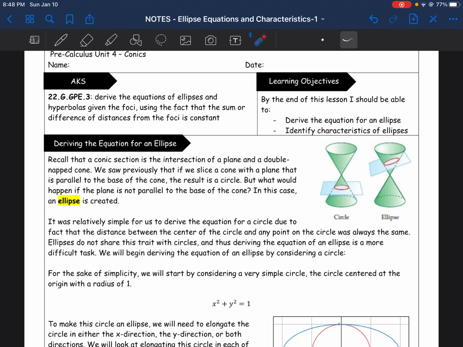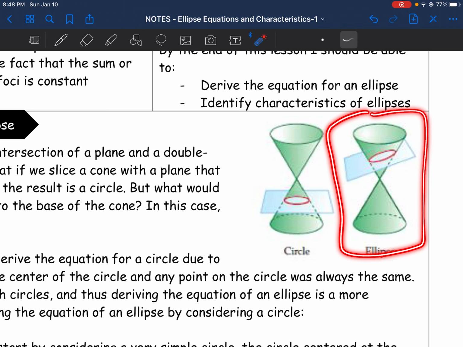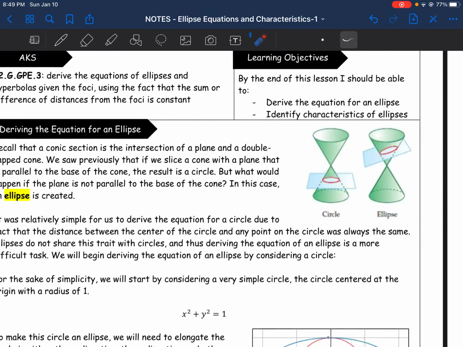But what would happen if the plane is not parallel to the base of the cone? Well, the answer is we would get something called an ellipse. And consider this image to the right of the circle image. Again, we have a double-napped cone, but notice that this time the plane that we're slicing with is no longer parallel to the base of the cone. Okay, it's at an angle. So we end up creating an ellipse.